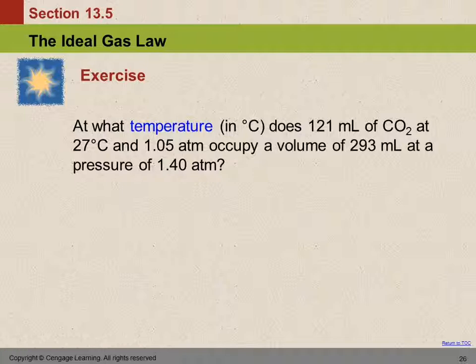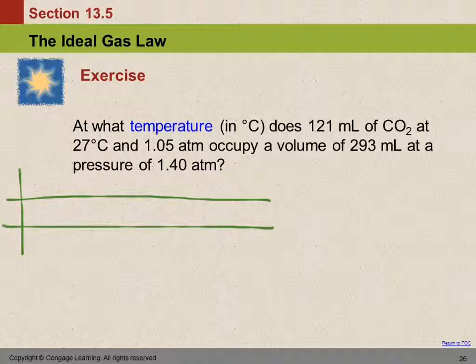Well, let's follow our same approach and make a table. One and two, just because you never know. So the first number, 121 milliliters. Milliliters measures what? Volume. So I'll call that the V column.